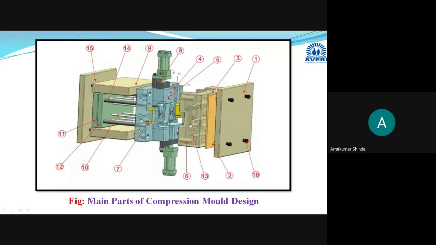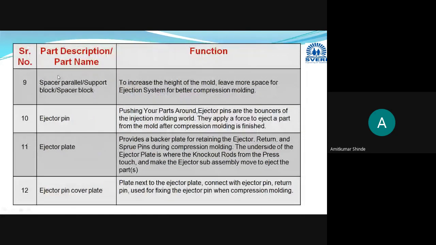A core cooling system is there. It will provide the auxiliary support. This is part number 8. Now please see part numbers 9 and 10. I will first go through the names. This is the ninth, the spacer block. Then the 10th part is the ejector pin and ejector plate.